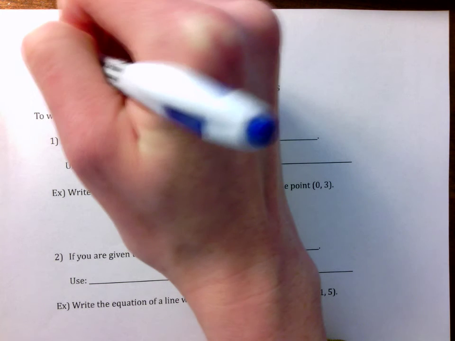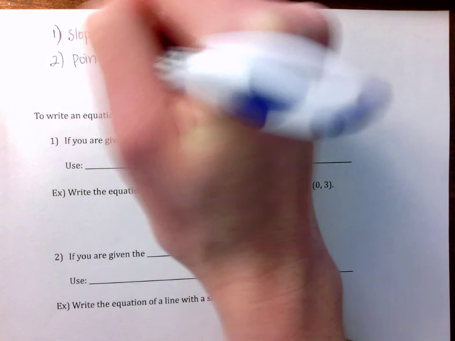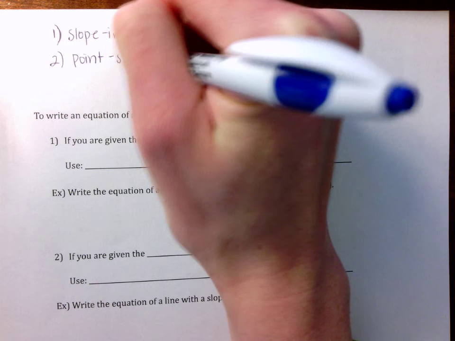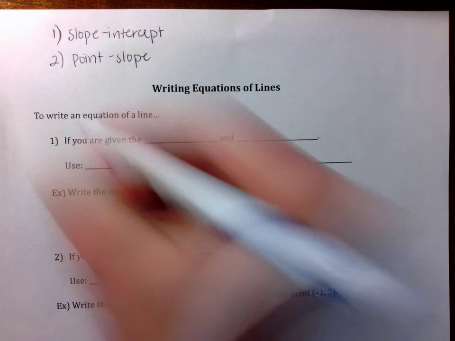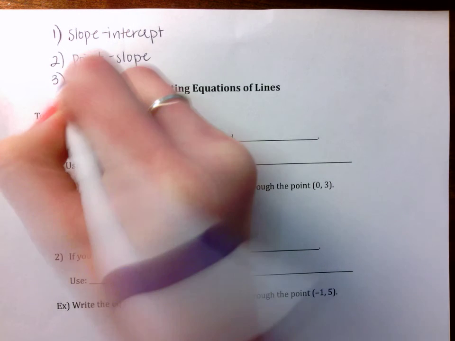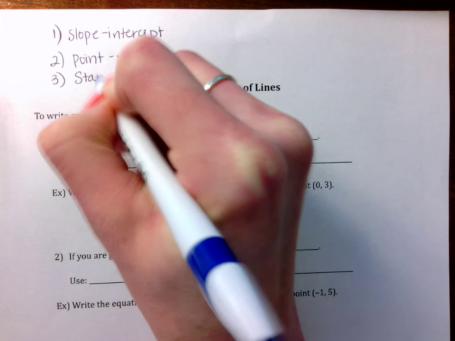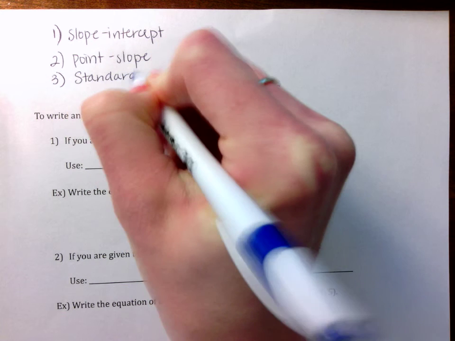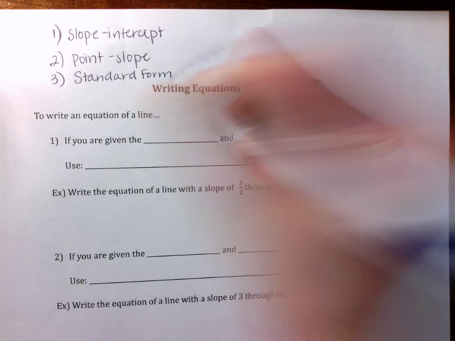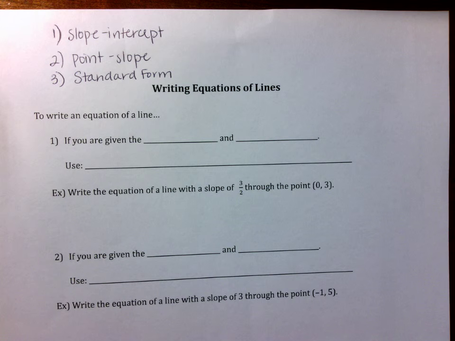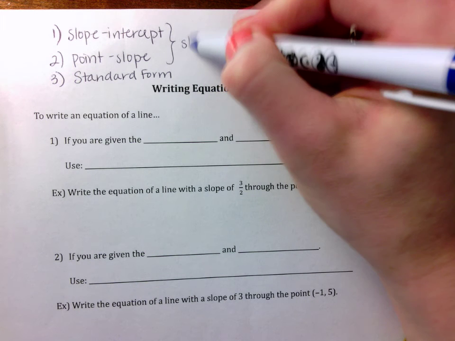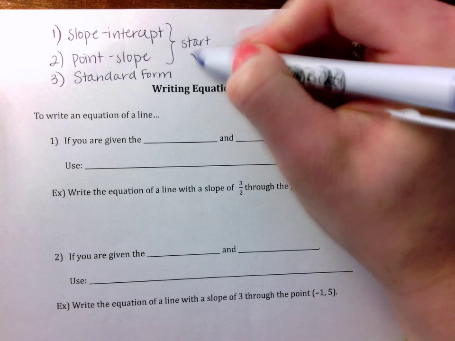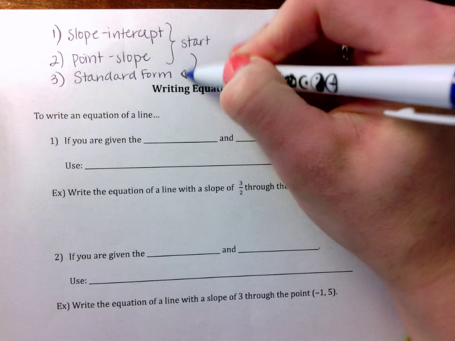The second is point slope, and that one is pretty useful. We're actually going to use that twice down here, so I'll show you that in a minute and remind you of the equation for that. And then the last one is standard form, which is not all that useful, especially when you're trying to write the equation of a line. Usually you have to write it in one of these two. So you start here, and then you can go to standard form.